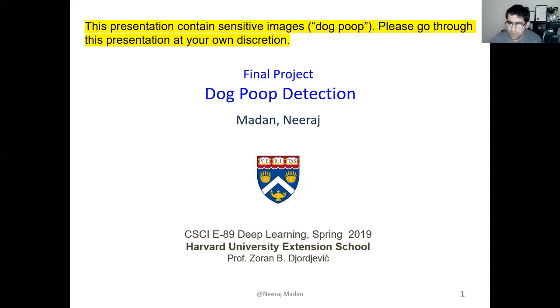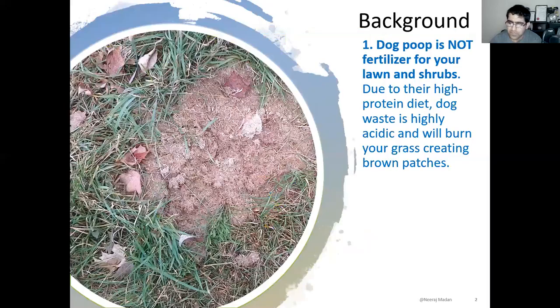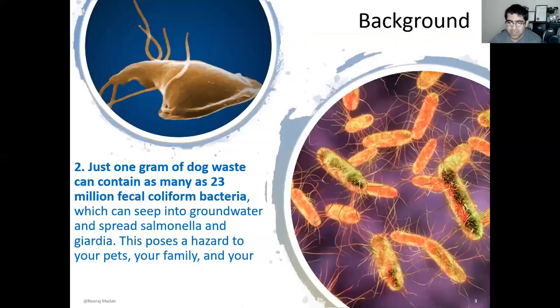I'll first talk about some of the most common misconceptions that we have around dog poop. The first one is that we often think dog poop is fertilizer for our lawn and shrubs. That's really not the case, as you can see in this image. Second, 1 gram of dog waste can contain as many as 23 million fecal coliform bacteria, primarily responsible for diarrhea and food poisoning.